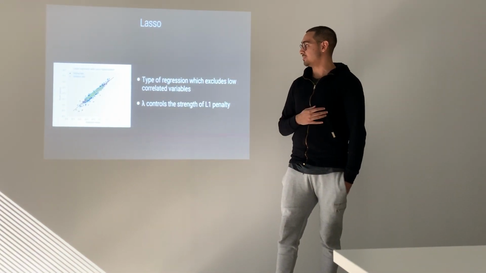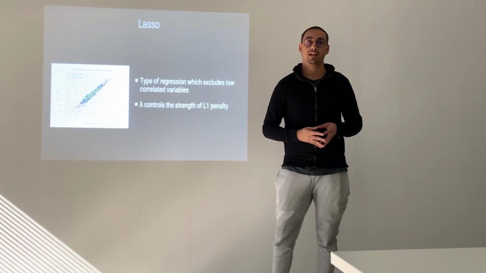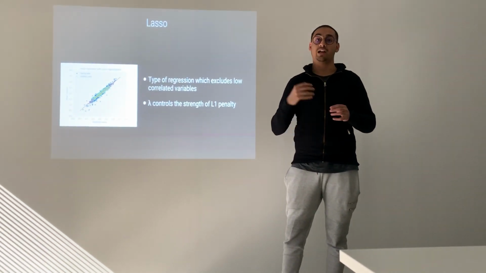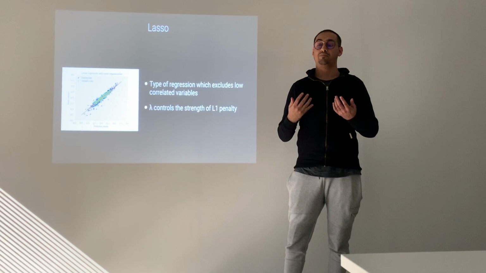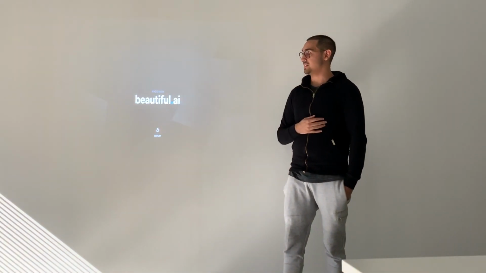In terms of Lasso, it will exclude those variables which are not very well correlated. That's exactly how the L1 norm penalty works in machine learning. And we can see how well that data fits.